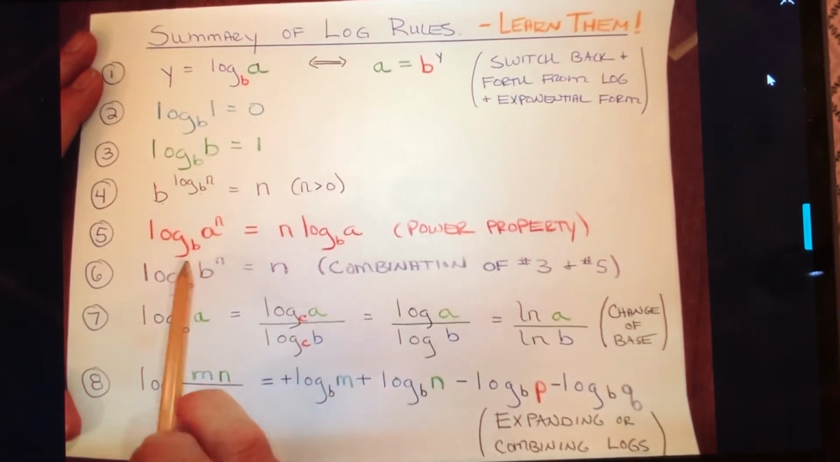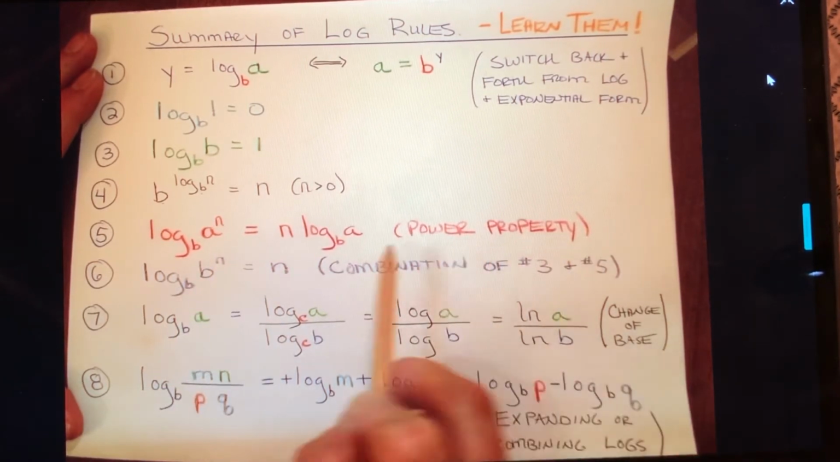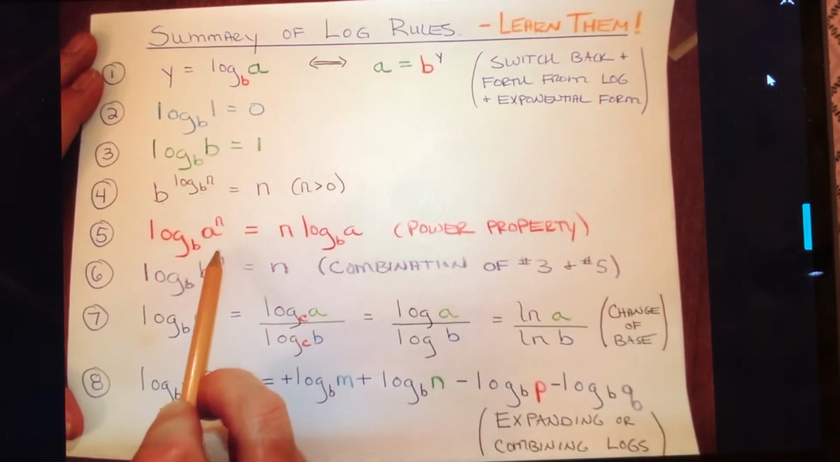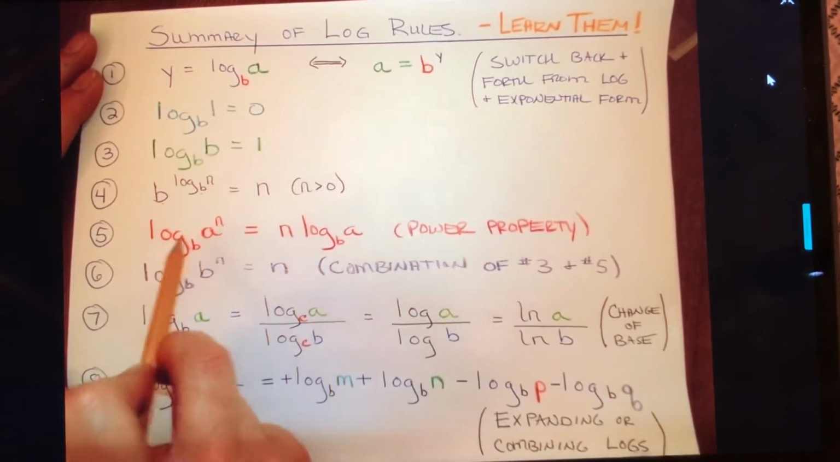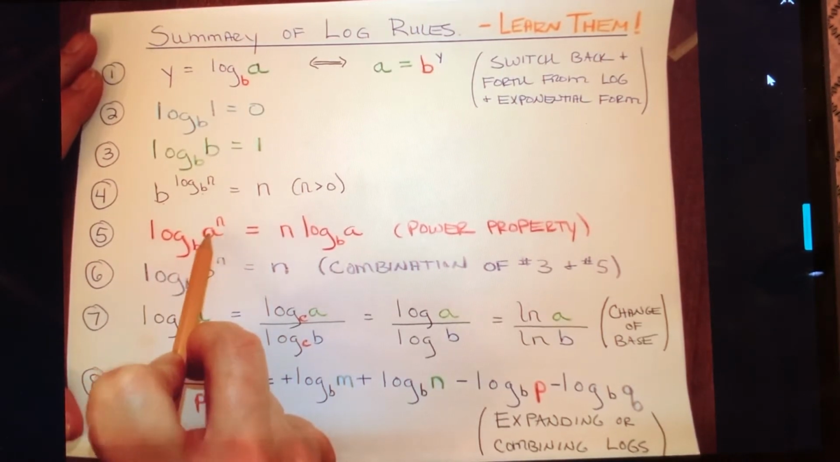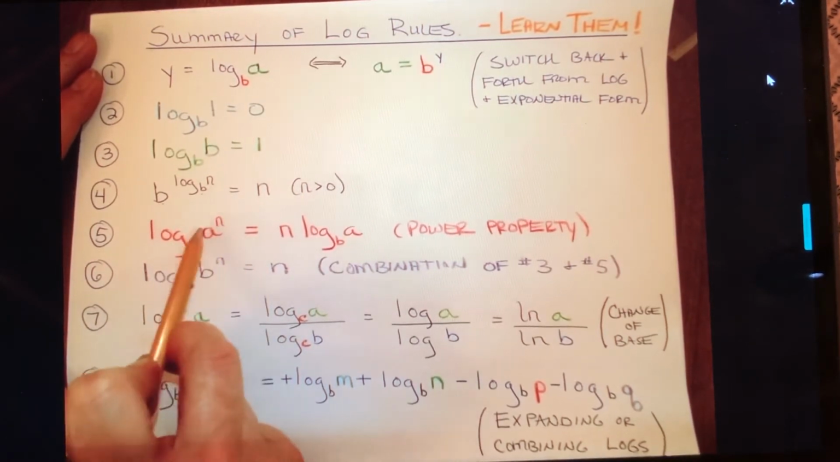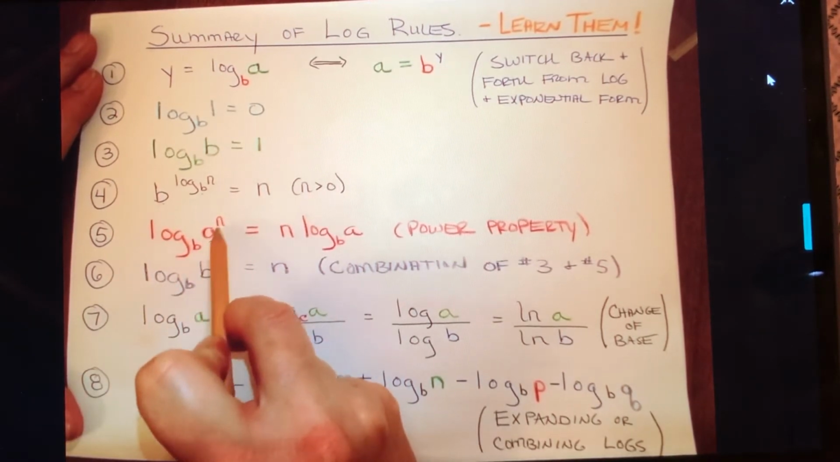The fifth log rule is very, very powerful. It's called the power property. It's actually one of my favorite log rules. You use this a lot when you're solving problems. And if you'll notice, you have the log. The argument is something raised to a power. This is not the entire log raised to a power. It's the argument raised to a power.